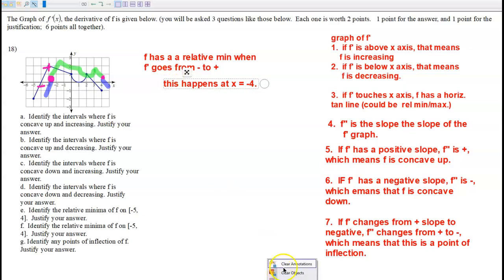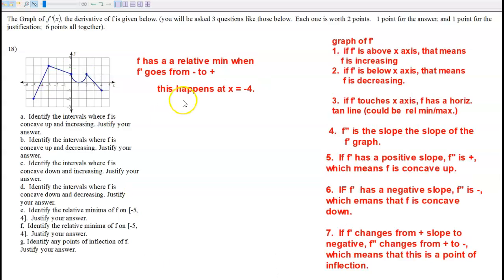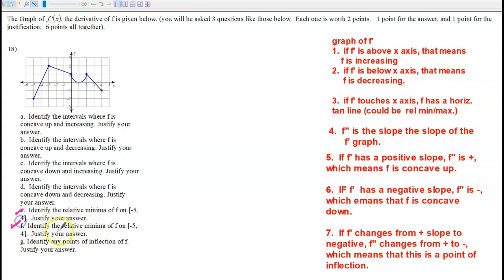Let's go ahead and take a look at part E. Part E says, I'm sorry, that was part E. Let's do part F then. Identify the relative, this was supposed to say maxima, so I'll have to fix that. Identify the relative maximum of f on the interval.